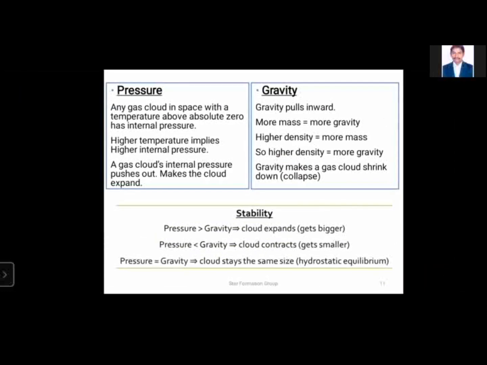Next we are going to the stability of stars. Pressure greater than gravity implies that the cloud expands and gets bigger, and pressure less than gravity implies the cloud contracts and gets smaller. If pressure is equal to gravity, it implies that the cloud stays the same size, which is hydrostatic equilibrium.